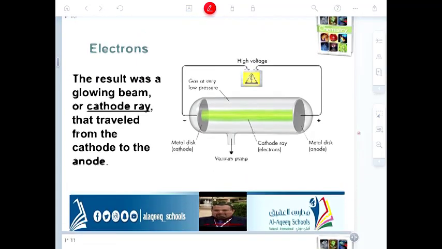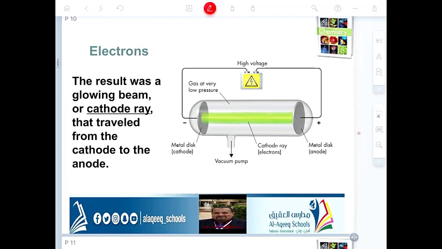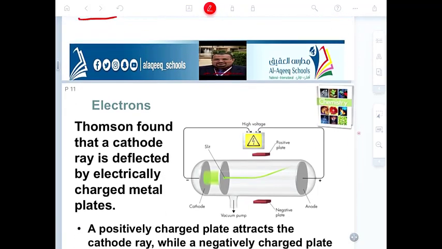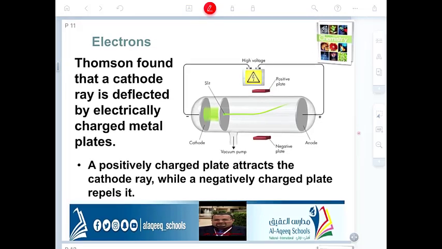This is the result he found. And he could see it because it was a glowing beam. He called it cathode rays, as I said before. That beam, transferring from cathode to anode, is the result of the experiment.